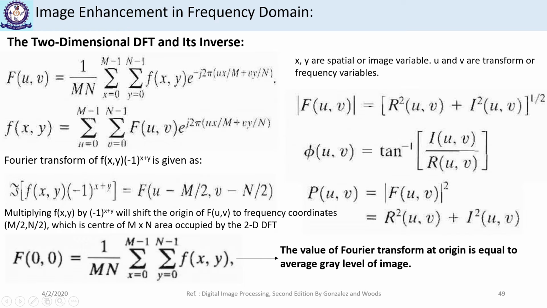Now this, as we have discussed previously, is the frequency spectrum of the output signal, this is the phase spectrum, and this is the power spectrum of the 2D discrete signal.